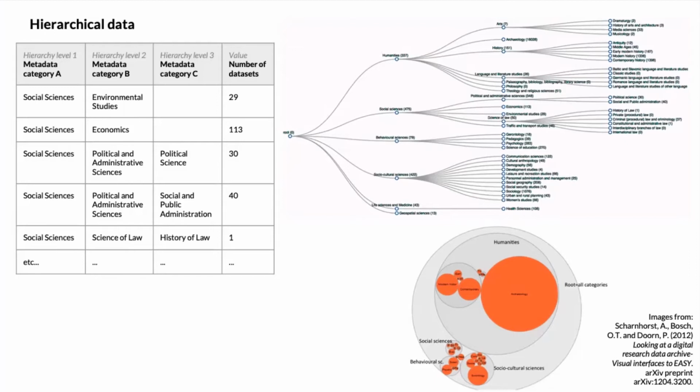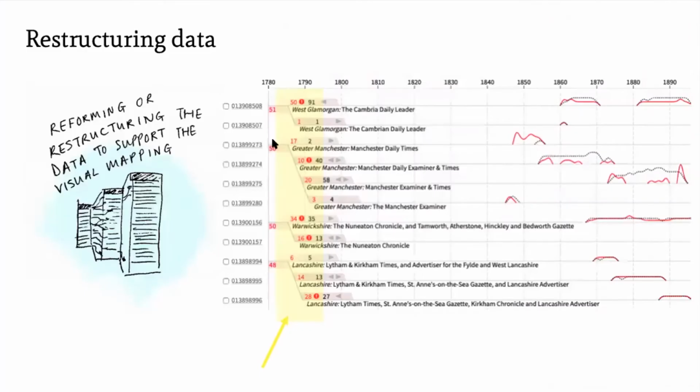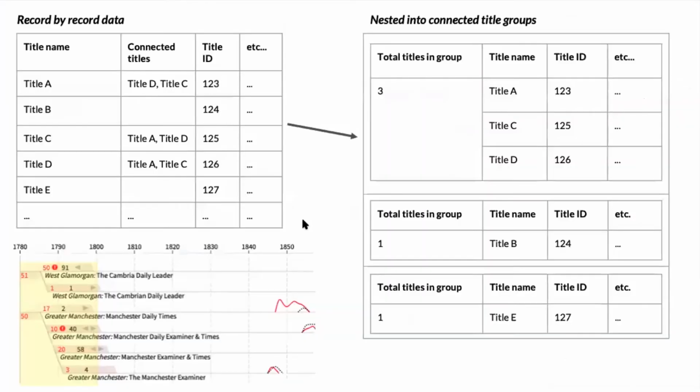So it's very, very common that you'll need to change the shape of your data so that it is the right form for your visualization. And so we had to do this again with this bringing together of the titles that change their name. We created this branching structure at the left of the visualization. And so we had to change our record by record data into creating these nested groups. This is not something that we did in Excel. We did this using the Python programming language. But this is just another example of it making sense to change the shape of the data in order to create the visual that you want.